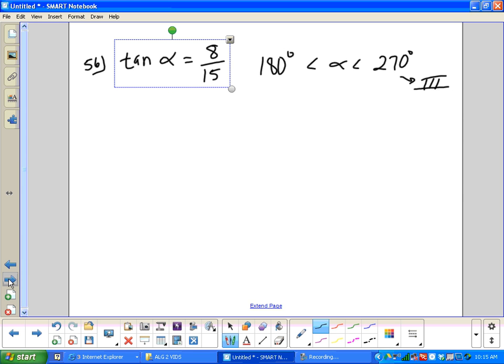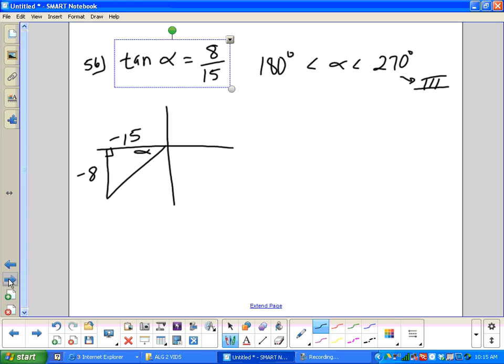Right, sketch it out. Draw a triangle. Okay. Now, we're going to draw the triangle in quadrant 3. All right, now there's alpha. Tangent is 8 over 15. So what was tangent again? Opposite over adjacent. So this would be 8. This would be 15. Both would be negative.